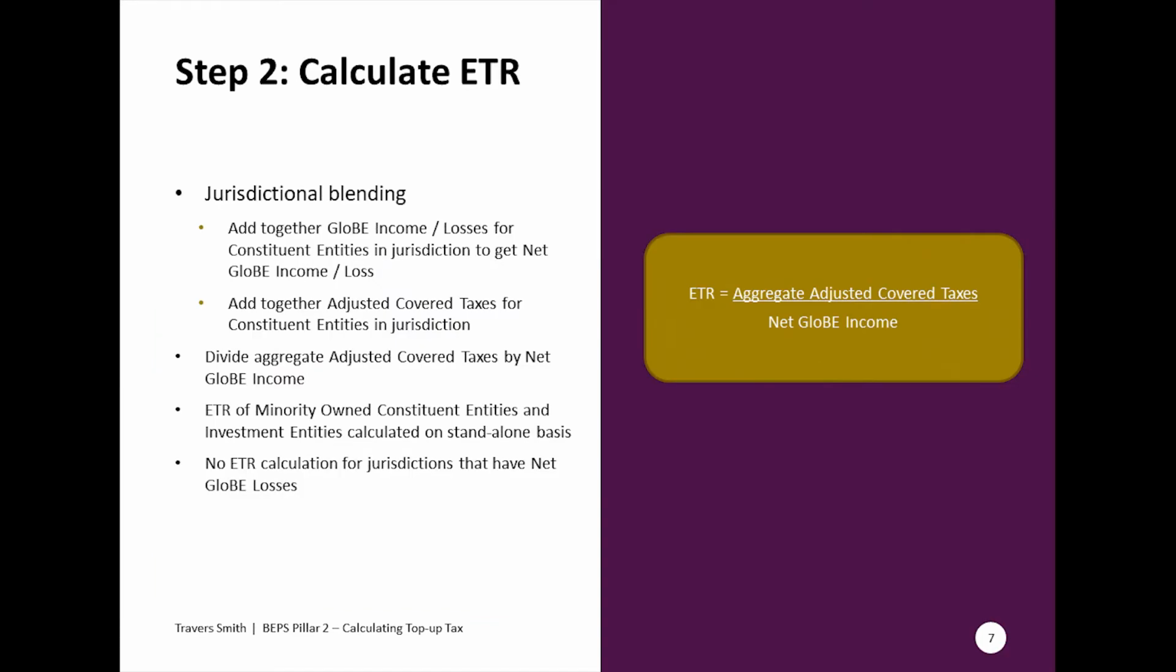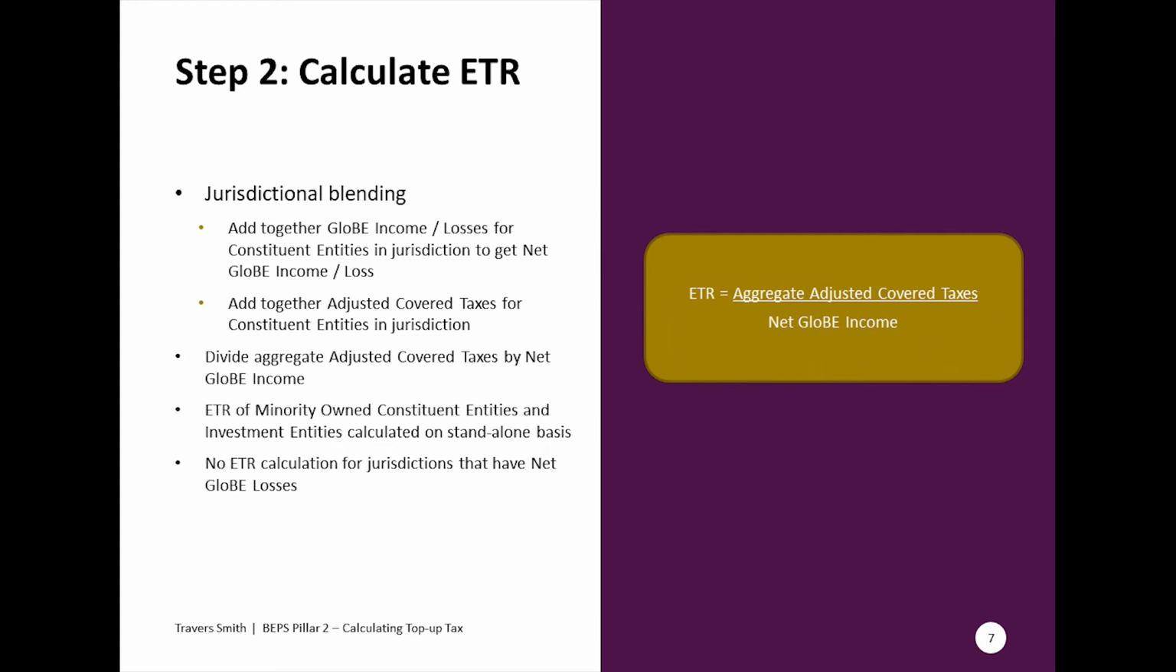Now that we have allocated income and taxes to the constituent entities, the next step is to calculate the effective tax rate. Now this is done on a jurisdictional basis. So you add together the GloBE income, or indeed losses, for the constituent entities in the jurisdiction, and this gives you the net GloBE income or loss. You then need to add together the adjusted covered taxes for the constituent entities in the jurisdiction. Once you've done that, you divide the aggregate adjusted covered taxes by the net GloBE income.